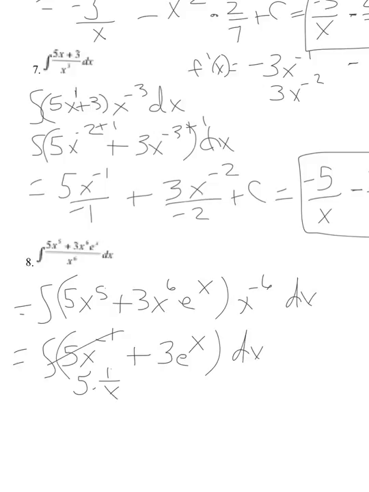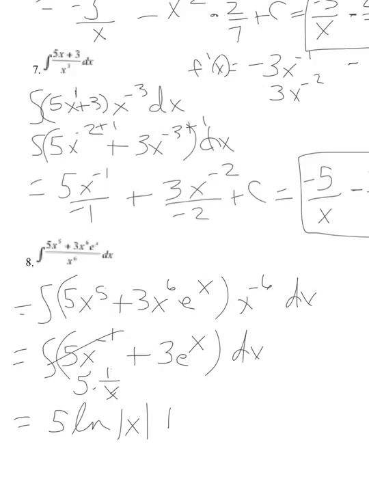So that now when we integrate, this is going to turn into what? 5 times, what do you get if you integrate 1 over x? There you go, natural log of the absolute value of x. Now we're ready to integrate the second term.